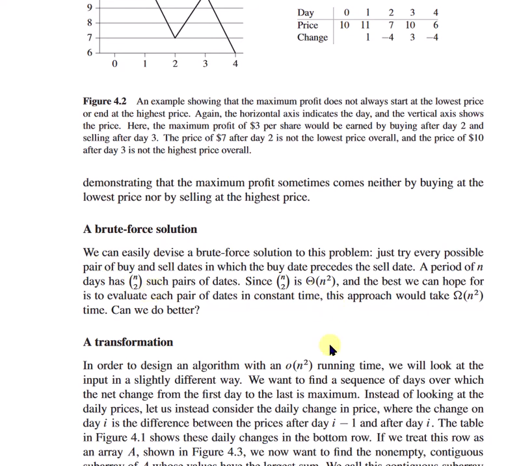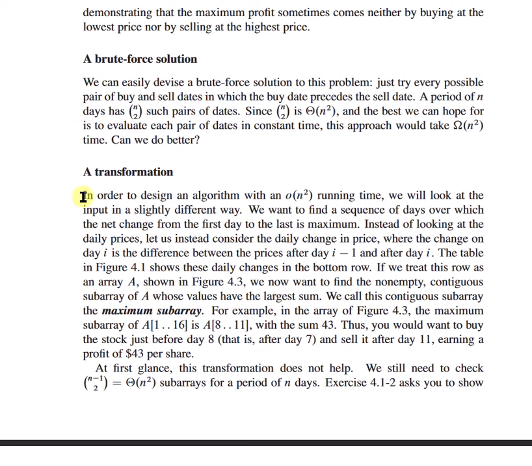n into n minus 1 by 2 gives us the n square term, so it belongs to theta of n square, and the best we can hope for is to evaluate each pair of dates in constant time. This approach would take big omega of n square time. Can we do better at transformation in order to design an algorithm with little o of n square running time?